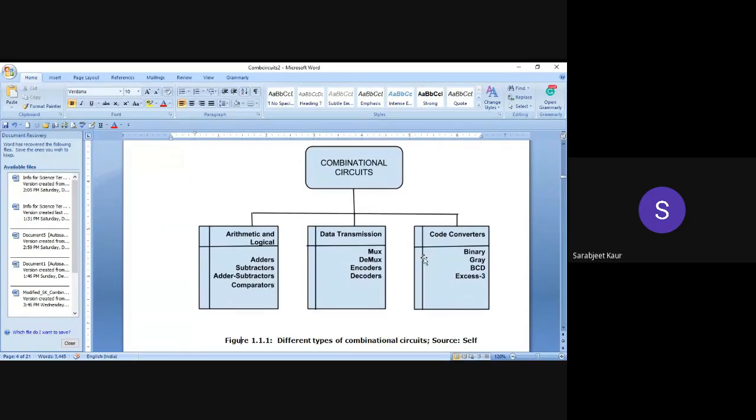So, these are the type of combinational circuits that we had discussed. I had told you that the combinational circuits can be broadly categorized as being used in the fields of arithmetic and logical computations, for data transmission, and for code conversions. Right?